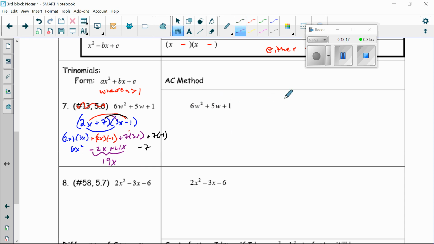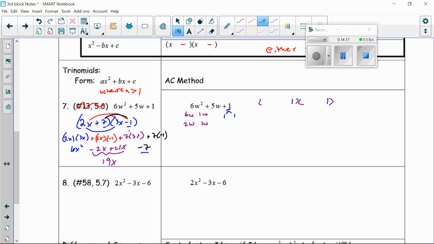This front term, for example, is going to be 2 things that multiply to give me 6w squared. Well, that can be 6w and 1w, or 2w and 3w. The back number, that constant, is the product of those 2 back numbers. And so to get 1, well, the only way to get 1 is to do 1 times 1. And so that has to go in the back.